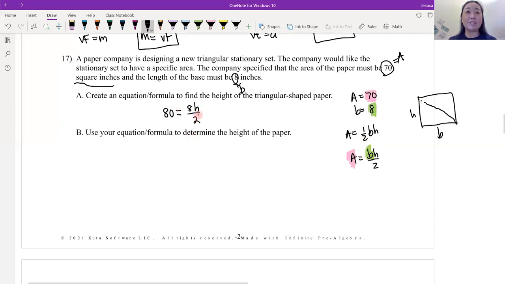Now we can find out what the H is. It says use your equation to determine the height of the paper. So I'm just going to copy this down here. Please make sure you write that equation down. If you're just doing it in your head and trying to figure it out, you didn't write the equation down. You're not going to get full credit. So make sure you're writing down this equation just like this.